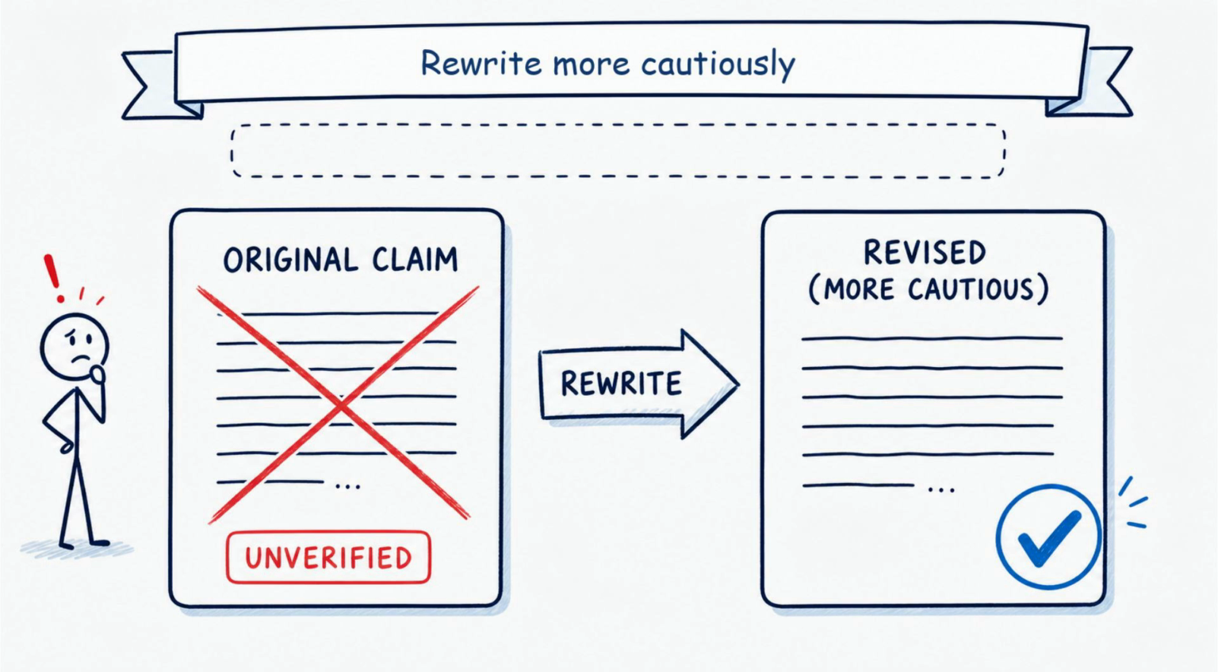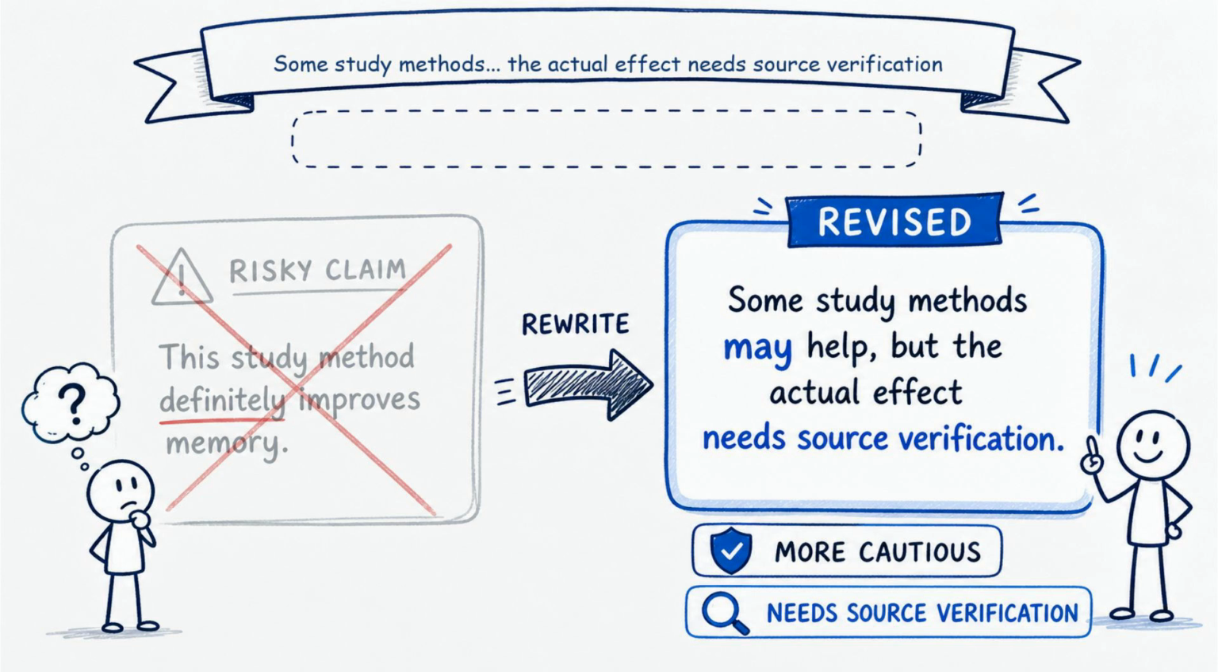You can mark it as unverified or rewrite it in a more cautious way. For example, instead of writing, "A study proved a 40% improvement," you could write, "Some study methods recommend time blocking, but the specific effect needs to be verified with reliable sources."